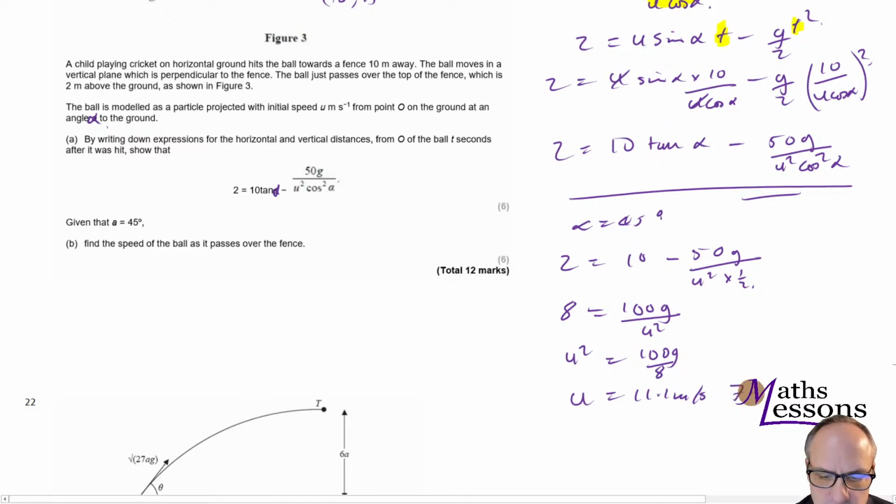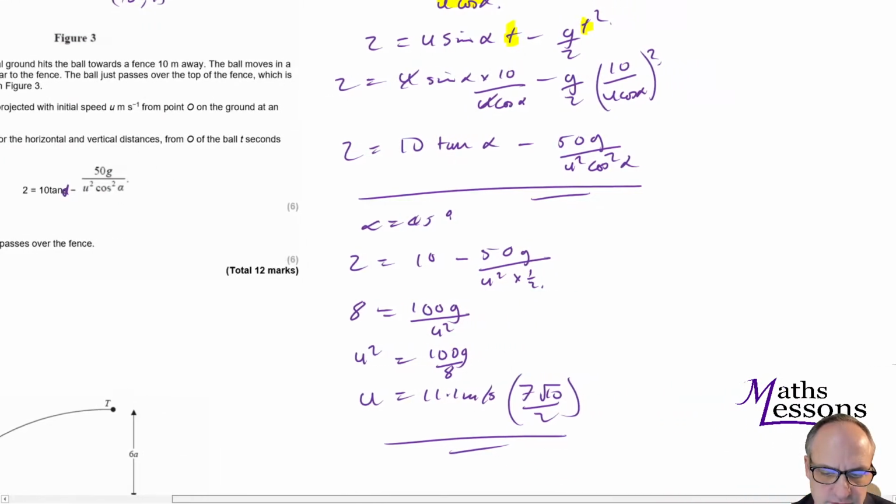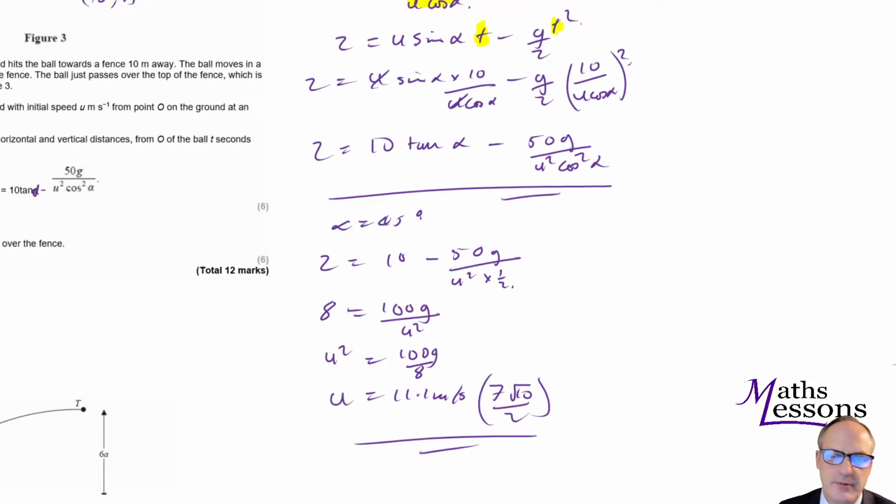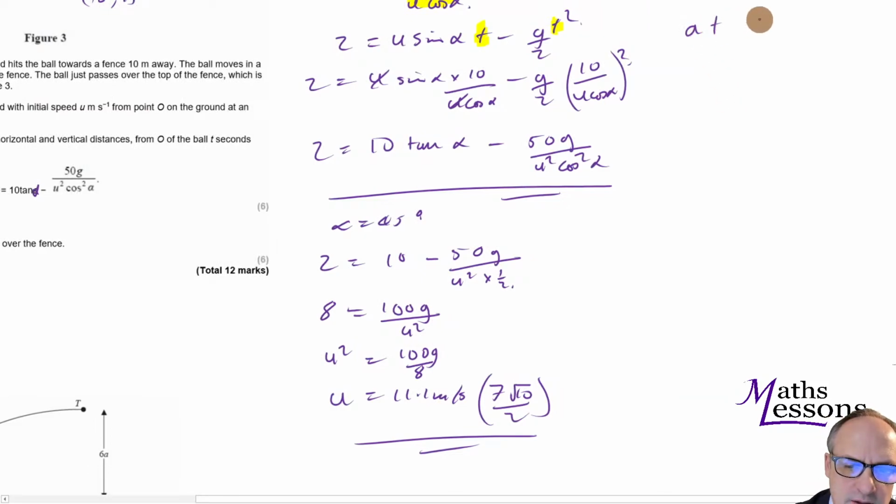Or you can, if you want an exact form, you get 7 root 10 over 2. Now, that hasn't found the speed at which it passes over the fence. That allowed us to find initial velocity. Okay, it's only just allowed us to find initial velocity. So we've got to do a bit more work, and we've got to look at the point (10, 2).